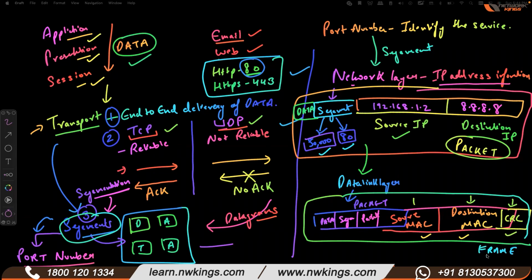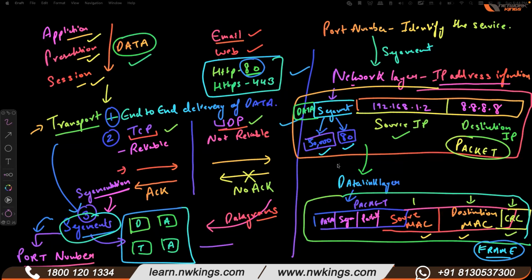So basically inside the frame you have the MAC address information, you have the packet IP address information, you have the port number inside the frame. This is the bigger packet. So when you open a frame, what will you get? Packet. When you open a packet, what will you get? Segment. When you open a segment, what will you get? Data and port number. Okay, this is what is happening here.